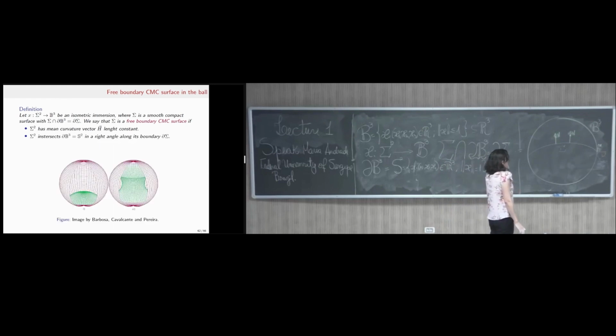So now you have some examples about this. On the left, you have a piece of the Delaunay surface. And on the right, you have a cap of a sphere. The surface is a free boundary CMC surface. This image is by Barbosa, Cavalcante, and Pereira, my colleagues and friends. And these are some examples.